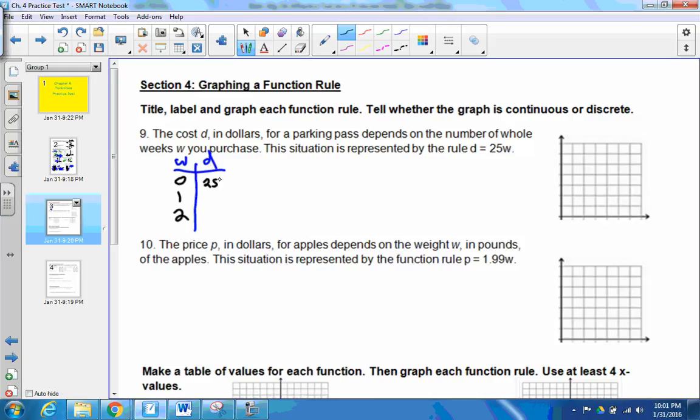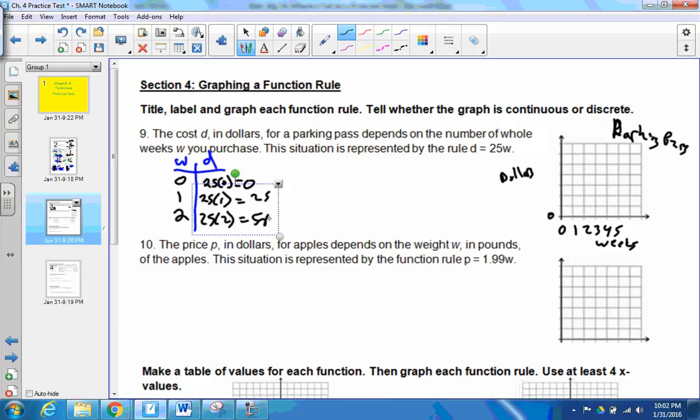25 times 0 equals 0. So we have the point 0, 0. These will go up by 1s, 2s, 3s, 4s. So that's our weeks, our W. And D is going to be dollars, and this is going to be parking pass. All right, let's try 1. 25 times 1 is 25. Now 25 times 2 is going to be 50.